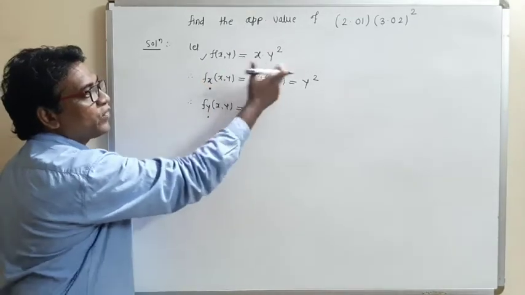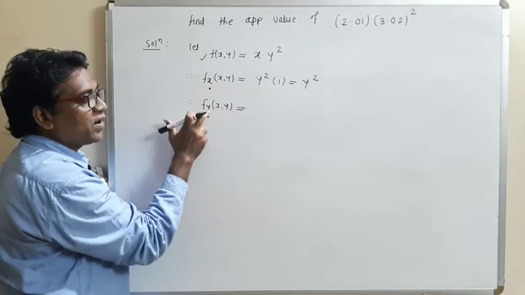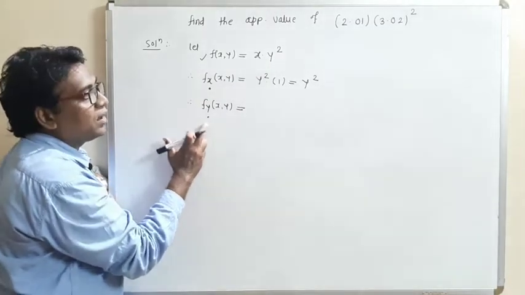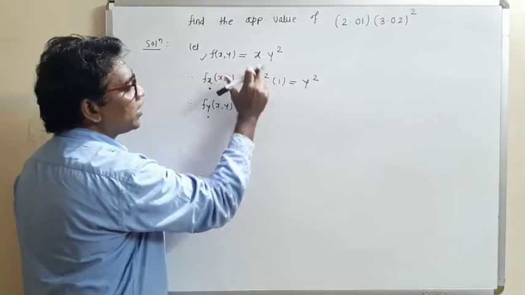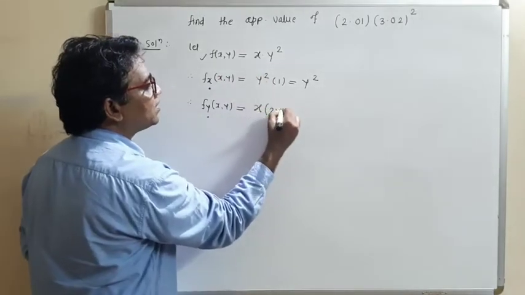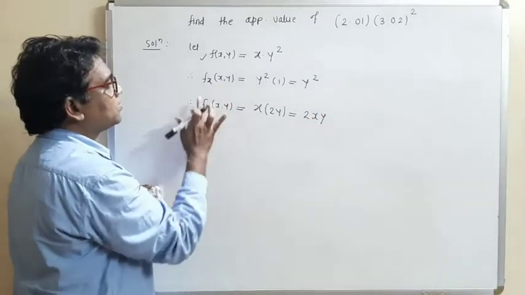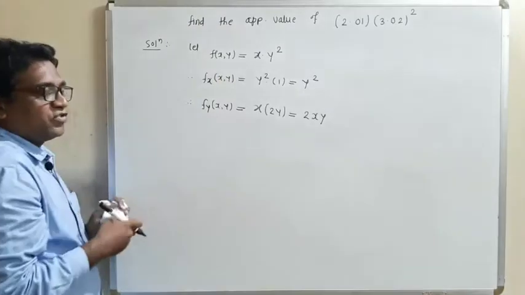Differentiating this f, find the derivative of this f partially with respect to y, so just find the derivative of y only by keeping x constant. So x is a constant term, and the derivative of y square is 2y, so this will be 2xy. So see, this is our three function.